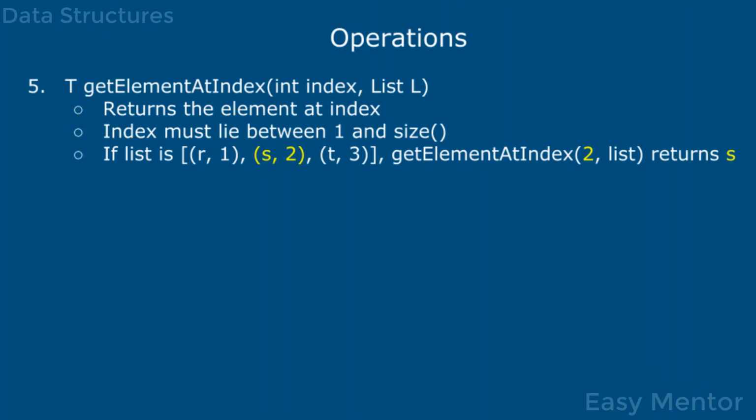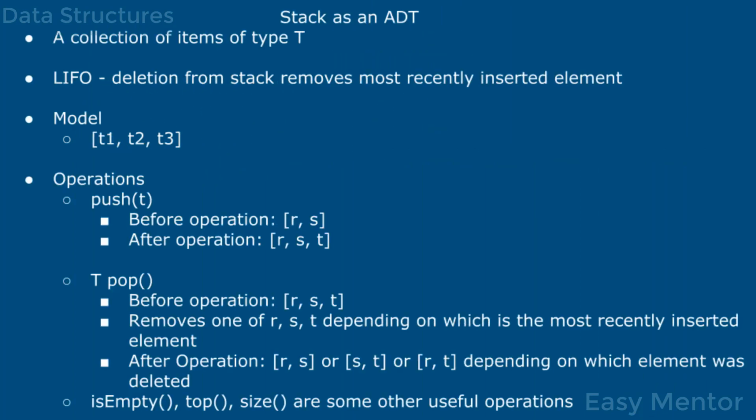So now let's try to define stack as an abstract data type. Stack is also a collection of items of some type t. Again, t can be a primitive type, complex type, or it can also be an abstract data type in its own right. So the property of stack is that it follows LIFO order when it tries to remove elements from the container. LIFO stands for last in first out, which means that when you're removing elements from the stack, the element that was most recently inserted into the stack is the one that is removed.